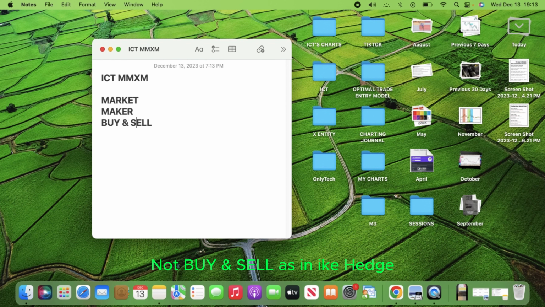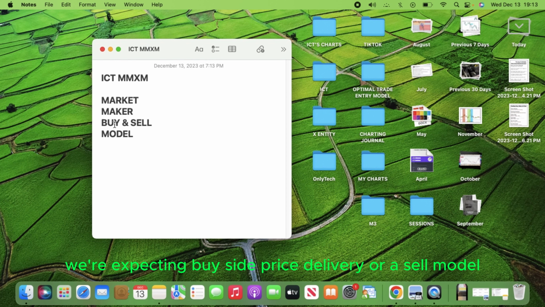Not buy and sell as in like hedge, but buy and sell model, because sometimes it's market maker buy model, sometimes it's market maker sell model. So that's why there's an X. It can either be a buy model whereby we're expecting buy side price delivery, or a sell model whereby we're expecting sell side price delivery.